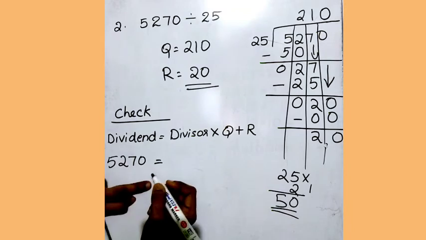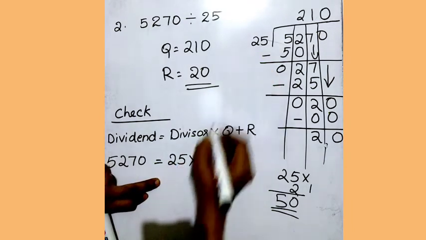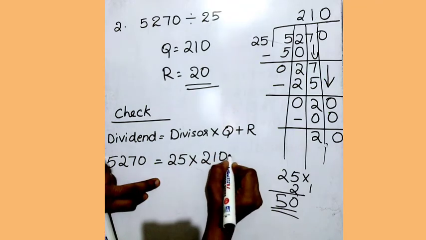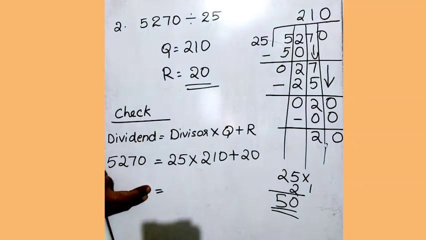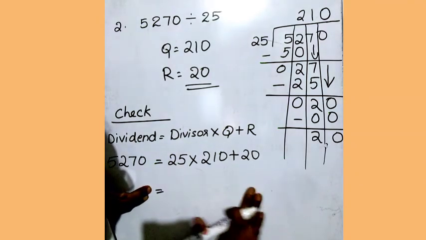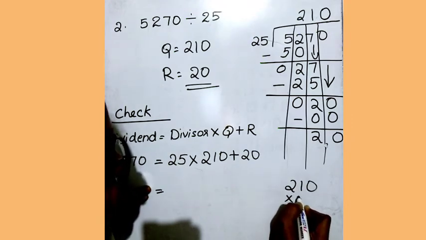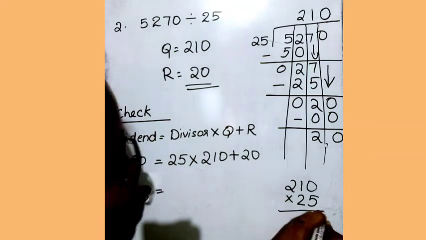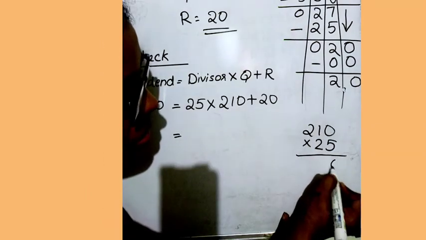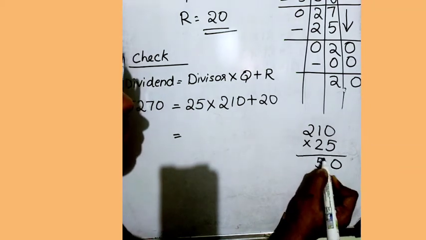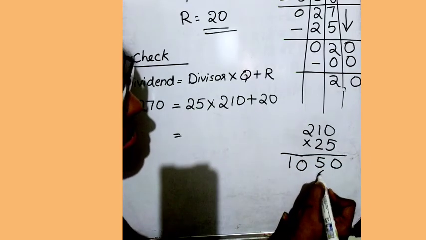5270 equal to divisor how much? 25 into quotient 210 plus 20, that is equal to 25 into 210. 210 into 25. 0 into 5, 0. 1 into 5, 5. 5 into 2, 10. 2, 0, 0.